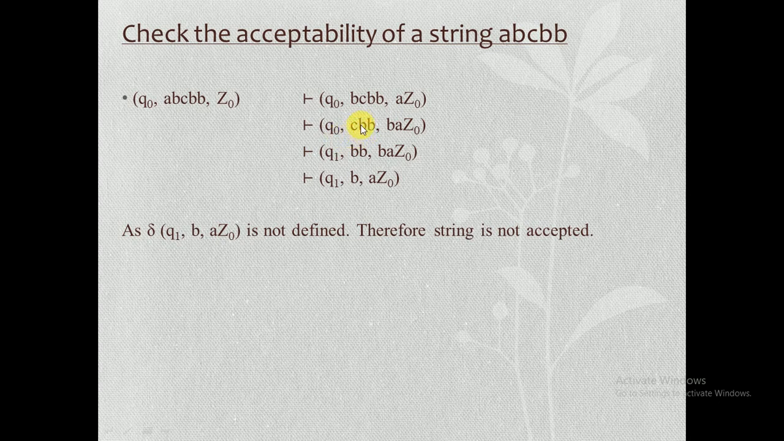Next, on encountering the new symbol, that is c, first of all you need to change your state, right? So it becomes q1 and c will be removed from the input tape, that is why bb is left and baz0 will remain as such, right? So after that, q1 b comma a, you need to check for q1 b comma a, as there is no rule defined for q1 b comma a, therefore the string is not accepted. I hope you get this example.